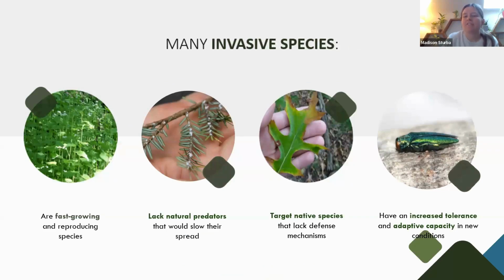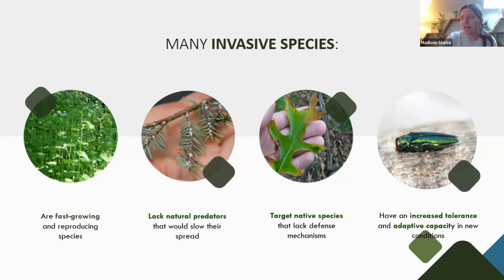So invasive species tend to have a few characteristics that make them really good at establishing and spreading in new environments. The first is that they tend to be really fast growing and reproducing species. Invasive plants are a really great example of this. They usually open their green leaves sooner in the season than native plants do, so they're able to grow faster and grow over a longer period of time. They're also able to release hundreds or even thousands of seeds all at once that can be spread really easily and effectively. Invasive species also tend to lack natural predators that would slow their spread, and tend to target native species that lack defense mechanisms. So these characteristics really help their populations grow rapidly because there's nothing really stopping them or feeding on them over here.